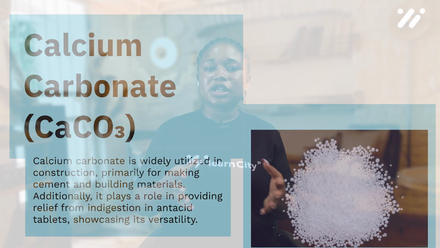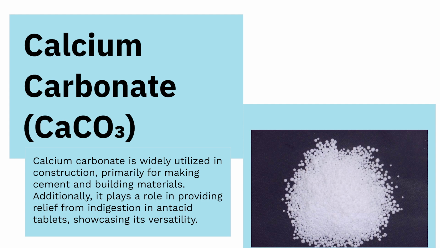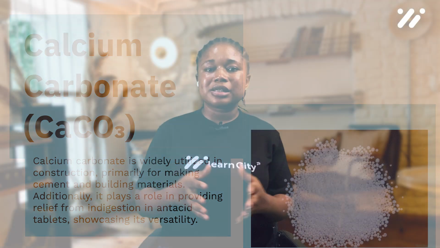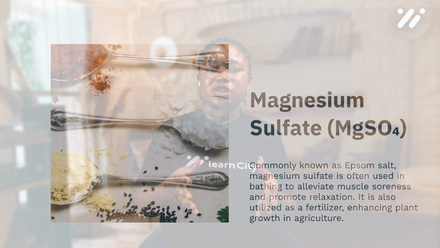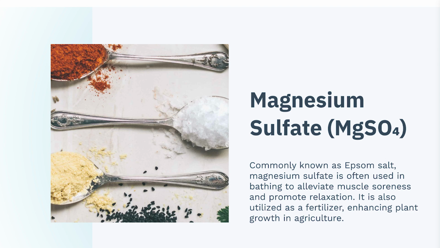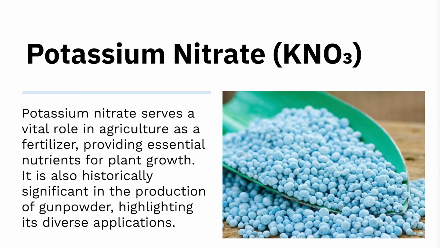Second example is calcium carbonate, which is CaCO3. This salt is found in limestone and is used in construction, as well as in antacid tablets to treat indigestion. Another example is magnesium sulfate, MgSO4, known as Epsom salt. This is used in baths to relieve muscle soreness and as a fertilizer in agriculture. Another example is potassium nitrate, KNO3. This is used in fertilizers and in the production of gunpowder.